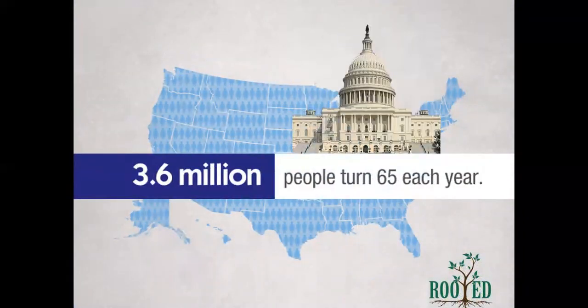Each year in the United States, 3.6 million people turn 65 and become eligible for Medicare. 3.6 million people. This is a population greater than 27 states in our country. It's a population equal to the entire population of Greater Los Angeles, California. It's a lot of people.